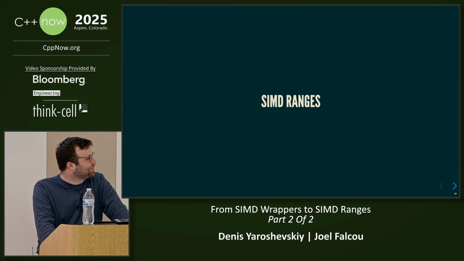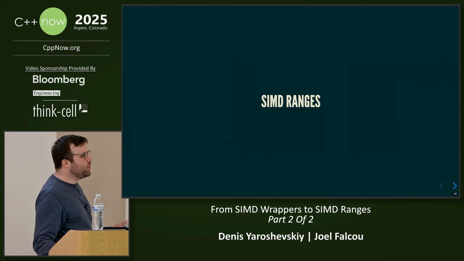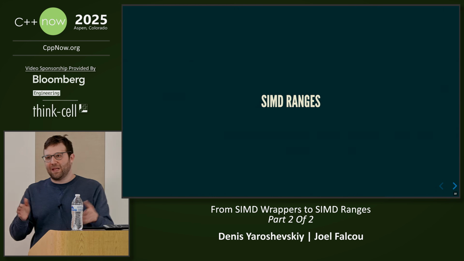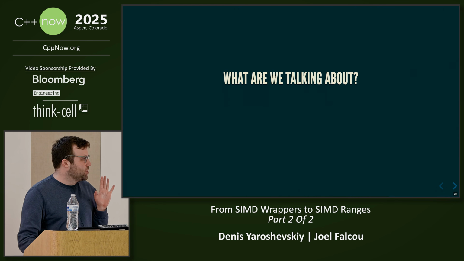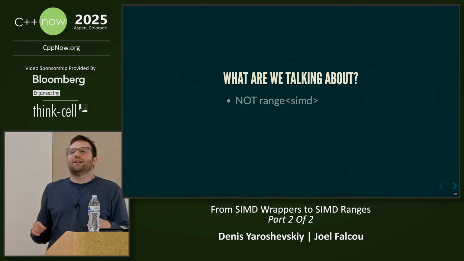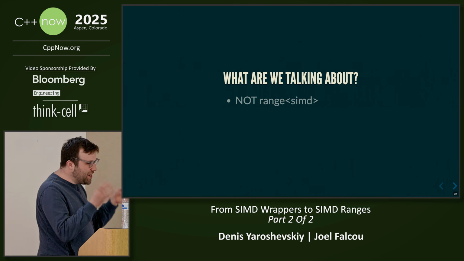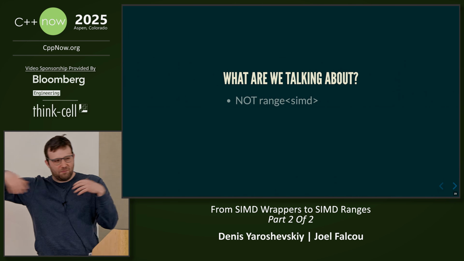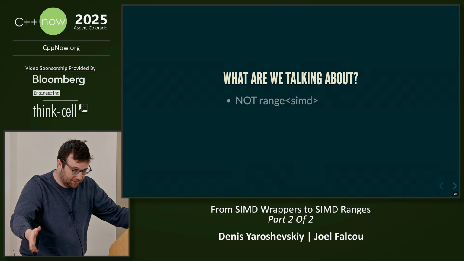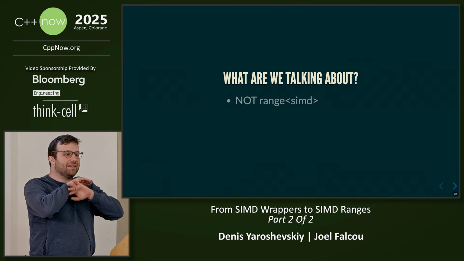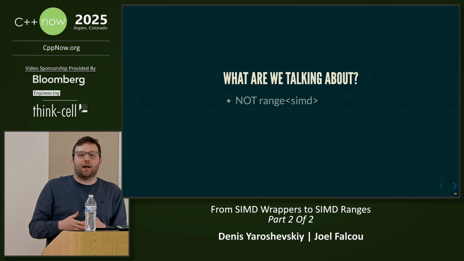Let's talk about the ranges. What kind of views and ranges can we build to expand the algorithms? What in the world are we just talking about? Time and time again, people come with this idea that let's have a range of SIMD. We're going to take the input array and transform it into a range of SIMD registers somehow. To the best of my knowledge, that doesn't really work. You can't pull it off.